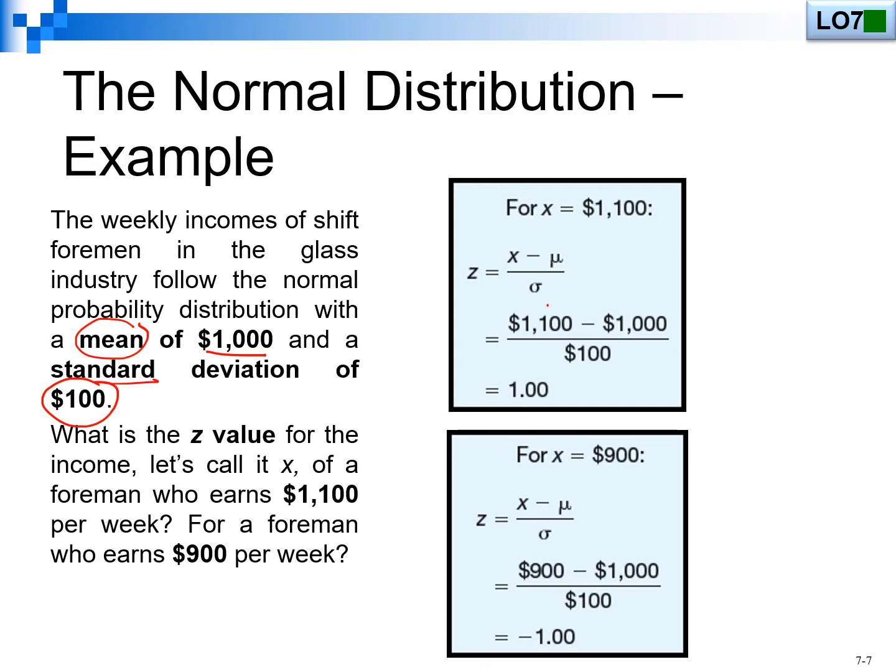So up here you take 1,100, which is X, minus 1,000, which is mu, divide by sigma, which is 100, and of course you get a z-score that's equal to 1. And then the same thing if you did it for 900: 900 minus the mean, which is 1,000, divided by 100, which is the standard deviation. In this case, you would get a z-score of -1. So again, that's how you calculate z.